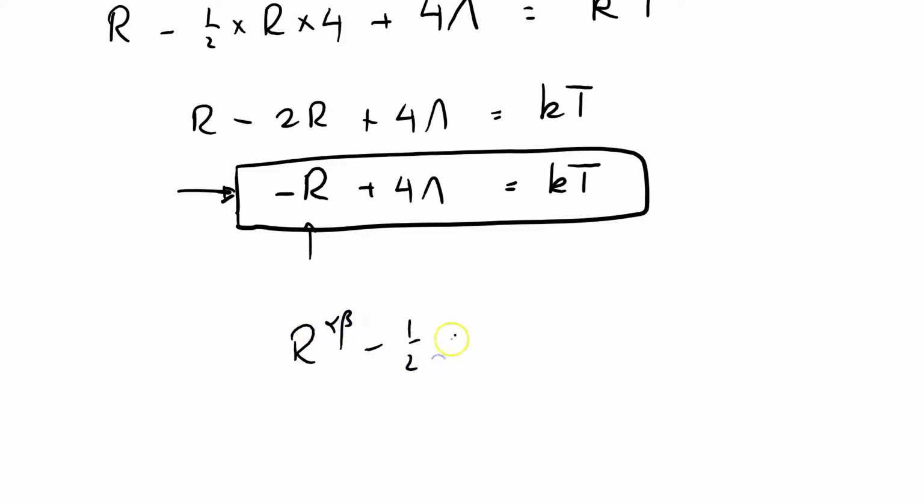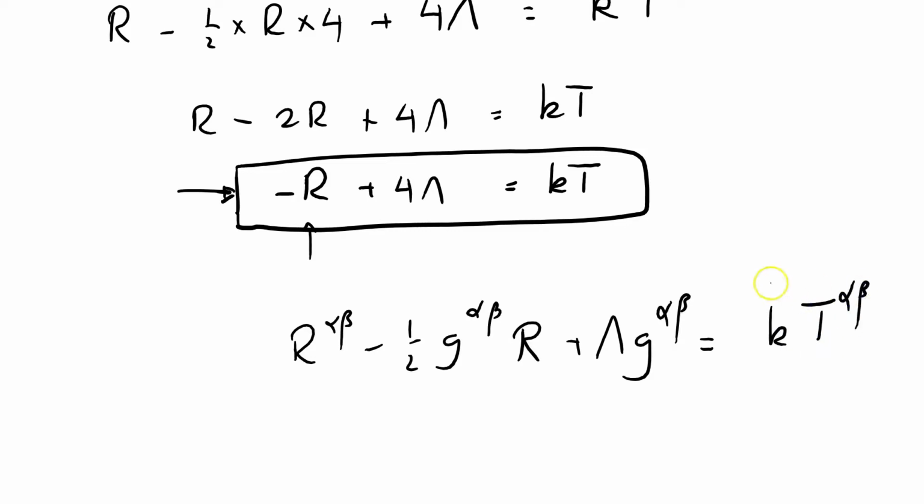Minus a half fundamental tensor g alpha beta times the Ricci scalar R plus cosmological constant times g alpha beta equals k T alpha beta. And you'll recall that k, we don't know what that is. It's a scalar and I'm just trying to pin it down.